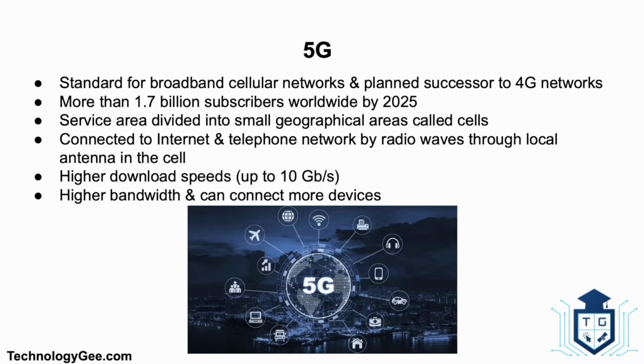All 5G wireless devices in a cell are connected to the internet and telephone networks by radio waves through a local antenna in the cell, and the new networks have higher download speeds, eventually up to 10 gigabits per second. In addition to 5G being faster than existing networks, 5G has higher bandwidth and can thus connect more different devices, which improves the quality of internet services in crowded areas.